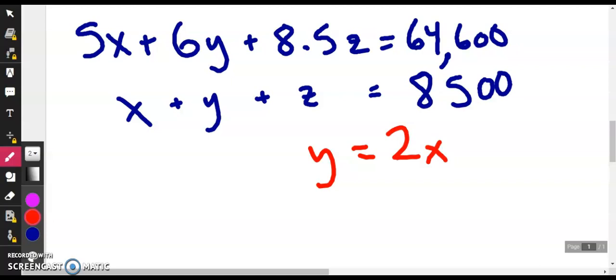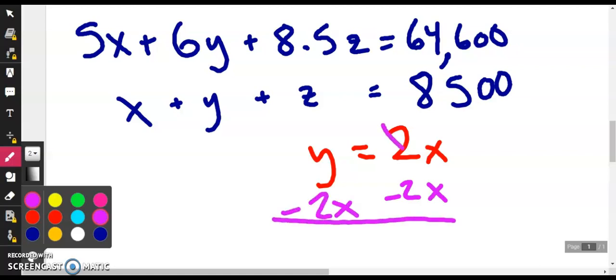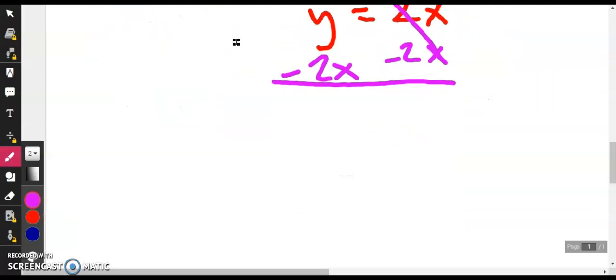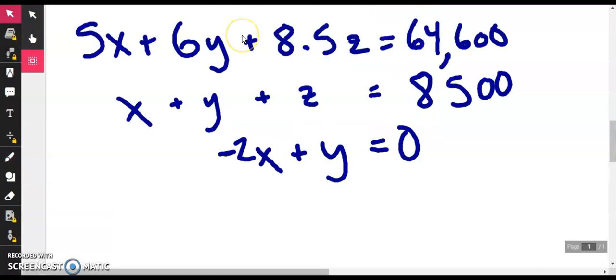And just like before, we know that the x needs to come before the equal sign. So to get it over where I want it, I'm going to do a minus 2x on both sides. So my third row should read negative 2x plus y equals 0. All right, so now I'm just going to take these three equations, put them into my matrix, and get my solution.